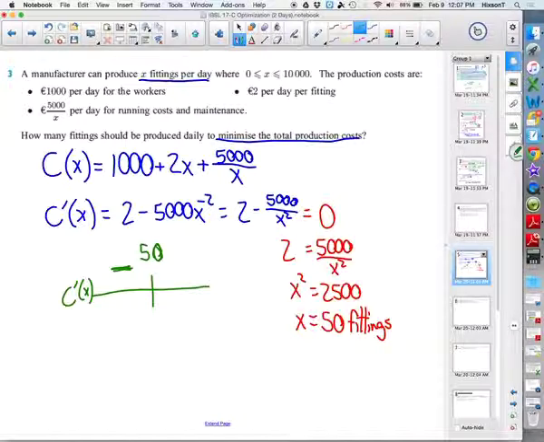But then once we get past 50, just put like 100. If we put 100 in there, that'll be 10,000. So 2 minus a half is 1.5, so this is positive. Alright, so therefore this is a min point. Okay? This is a min point.